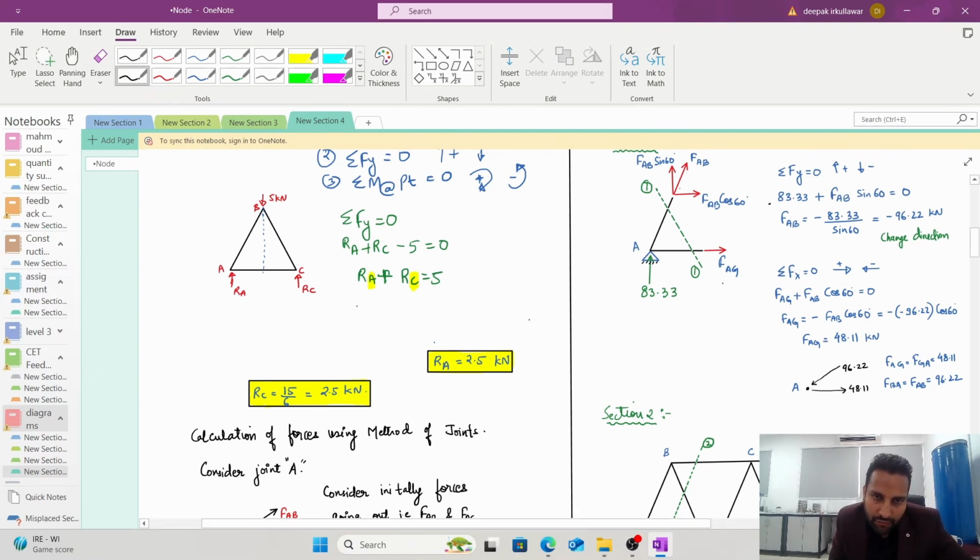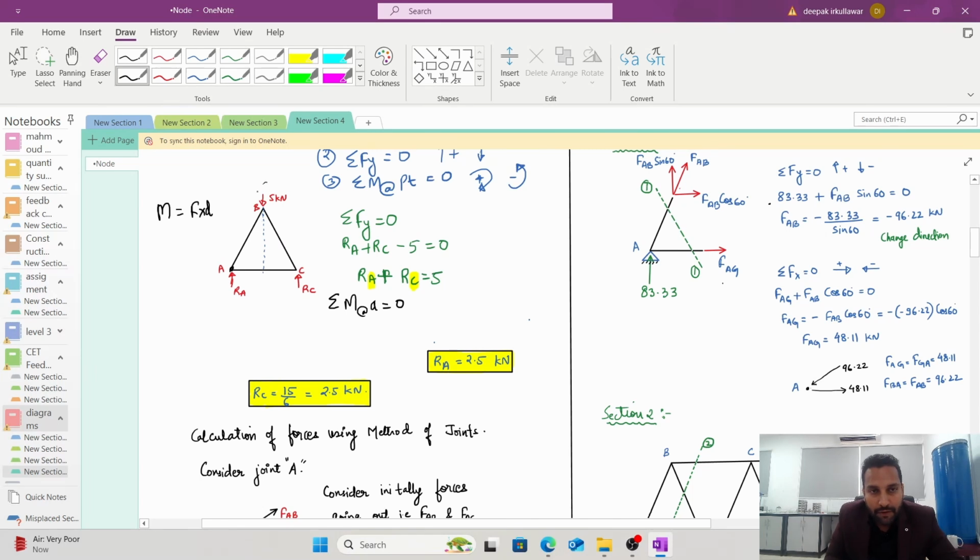So I will take summation of moment at A equals 0. So what are the moments at A? There is a reaction Ra which is passing through point A, and any force which is passing through the same point where you are trying to find the moment is 0. So moment due to the force Ra is 0. What is moment? Moment is nothing but force times distance. So the force is Ra, the distance is 0, so the moment because of Ra is 0.